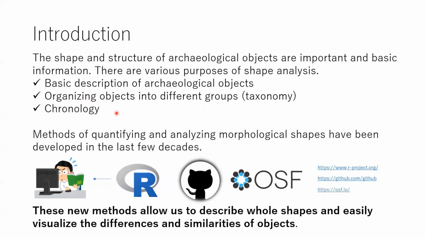So far, a variety of methods of shape analysis have been developed. In the last few decades, new methods of quantifying and analyzing morphological shapes have been developed. Nowadays, these methods are easy to use because of a free software environment like R language and platforms to share the process and data used for analysis. These new methods allow us to describe whole shapes and easily visualize the differences and similarities of archaeological objects. In this study, I'd like to use these methods to solve a research question in Japanese archaeology.